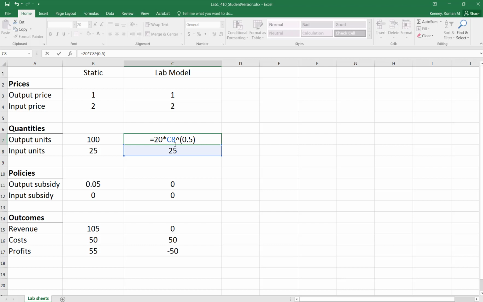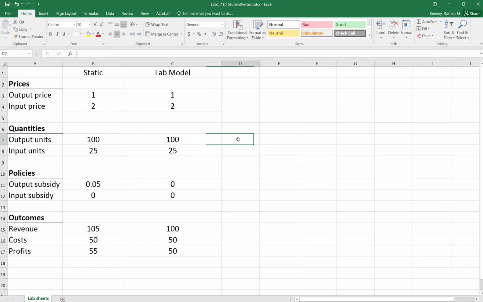I think that'll work. So what is this formula, or what is this production function? It says take 25, the input quantity, to the 1/2 power, then multiply it by 20. Or if you remember, the 1/2 power is like taking a square root, so we could have used the square root function there. Take the square root of 25, multiply it by 20, and that should be our output level. And that's what we got.